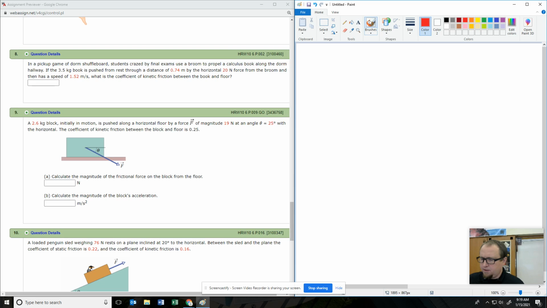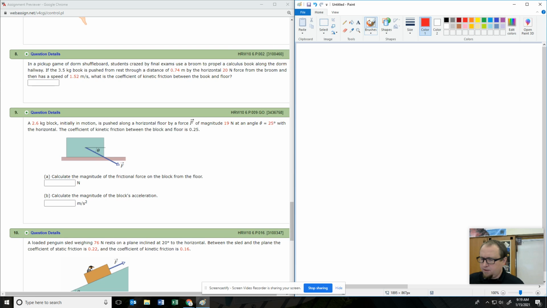Now, weight force is mg. So 3.5 times 9.8 is 34.3. Well, that's the weight force. Since I'm on flat ground and there's nothing weird going on, that's my normal force also. Now, they give us information about distance and velocity right off the bat. We need to go this route.